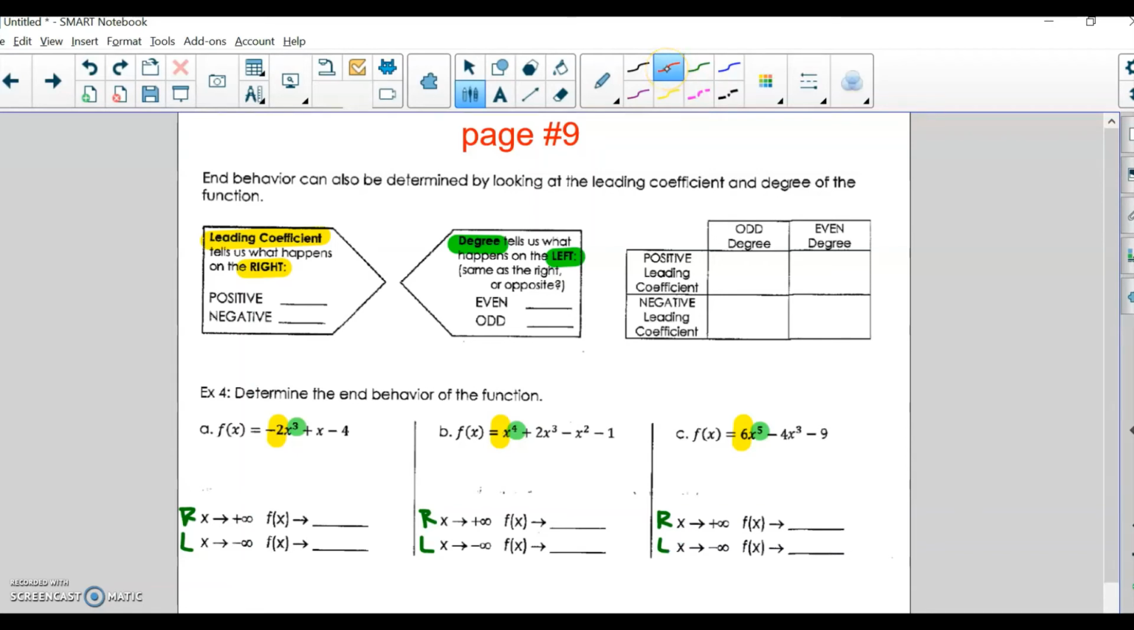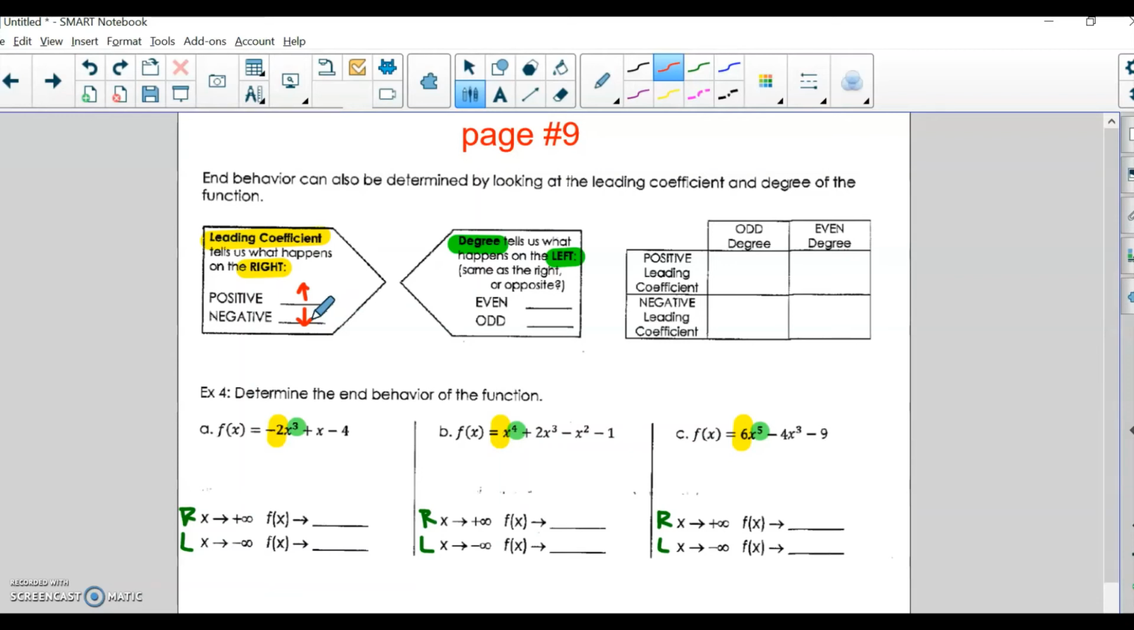When the leading coefficient is positive, the graph is going to go up on the right-hand side. And when the leading coefficient is negative, the graph will go down. Remember, that's the right side of the graph.